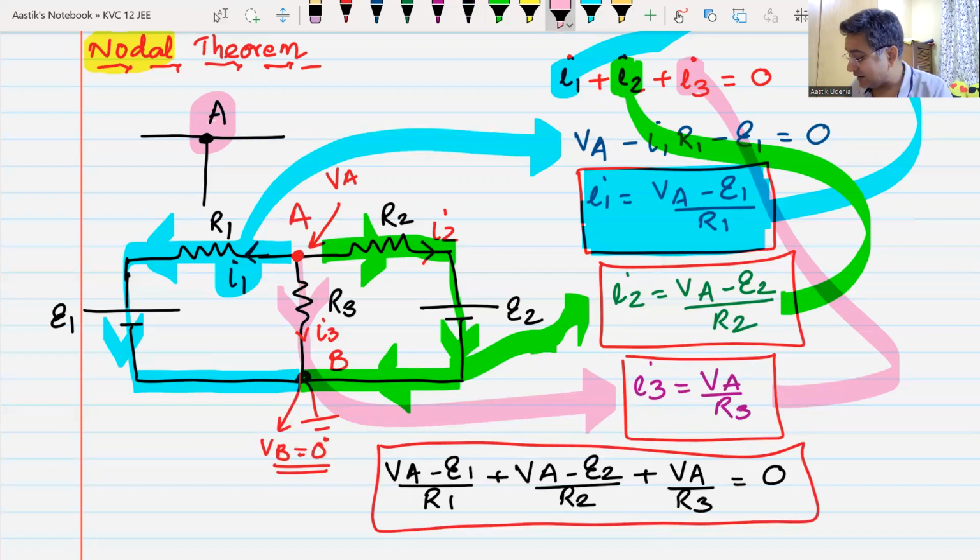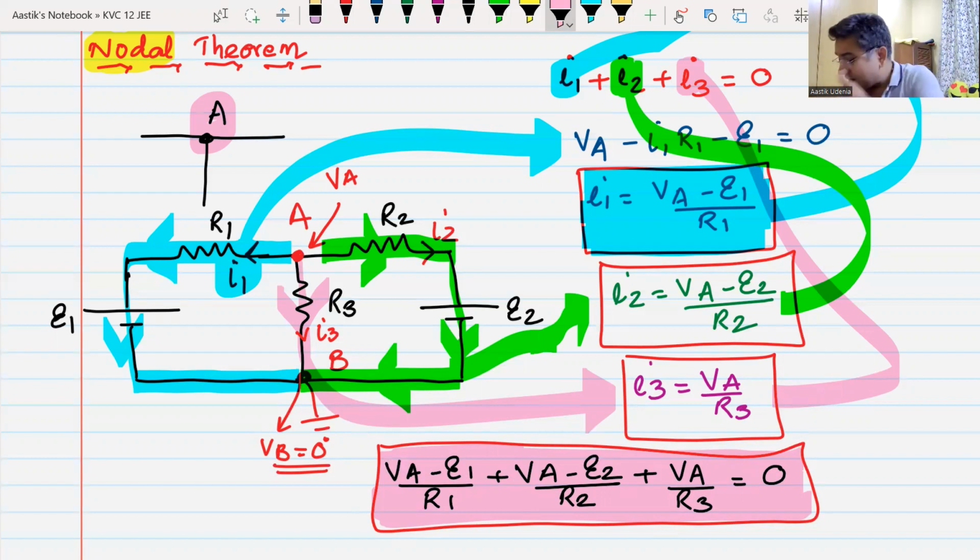And you can very easily calculate the value of VA. Once you get the value of VA, the question might have asked only the potential difference between A and B. The question might be just find the potential difference between A and B. You don't have to go any further. You have solved the question and you stay happy.